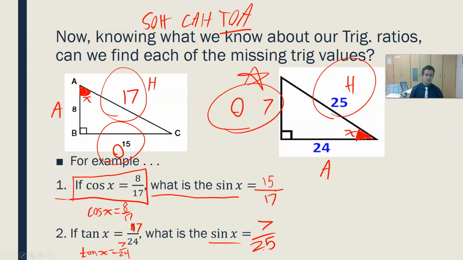So knowing all these sides of the right triangle, if I have one of the trig ratios, say tangent, I can use what I know about sine, cosine, and tangent and the Pythagorean theorem to find the other ratio, say sine. Okay?